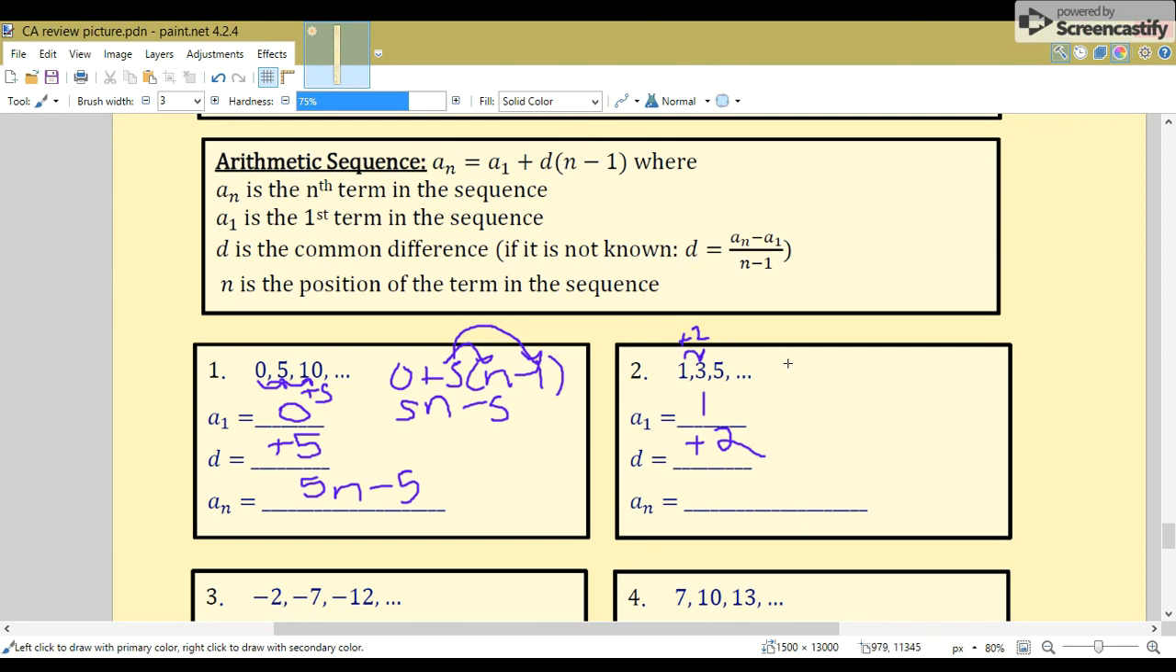Let's go ahead and write right here to simplify. 1 plus 2, parentheses, n minus 1. Distribute, multiply each term by 2. We have 1 plus 2n minus 2. Combine your like terms. You have negative 2 and 1. That gives you negative 1. So 2n minus 1. So your formula is a of n equals 2n minus 1.